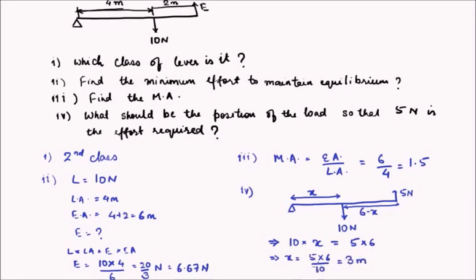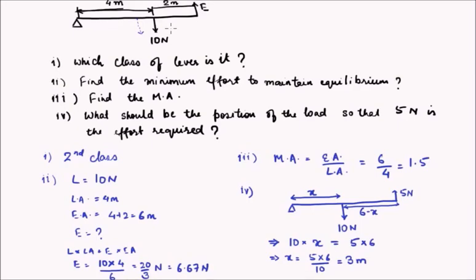So x turns out to be 3 meter, which means that the load should be shifted 1 meter towards the fulcrum. So this new location will be somewhere over here. This is 1 meter. So this will be 3 meter and this will be 3 meter. So the load ultimately lands up at the center of the bar. And obviously so it should be at the center.